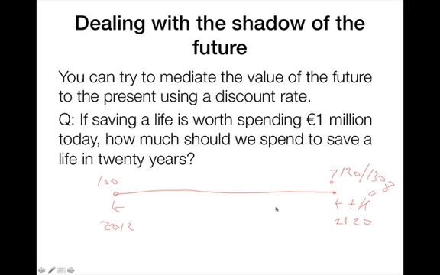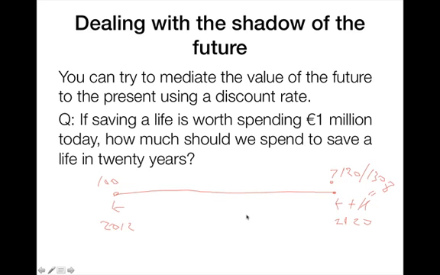So you might think this is a bit abstract, but the truth is the insurance companies have to deal with this all the time. One particular concrete question is, if you have to save the life of somebody, if it's worth spending €1 million today, how much would you spend to save the same life in 20 years?